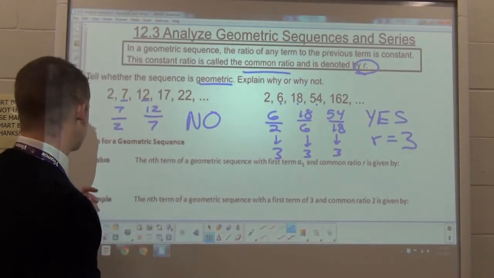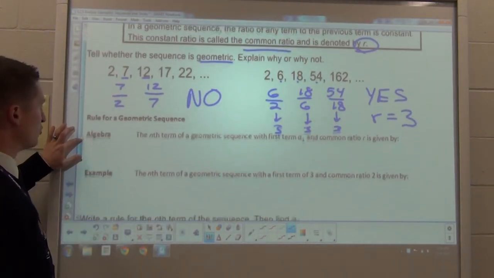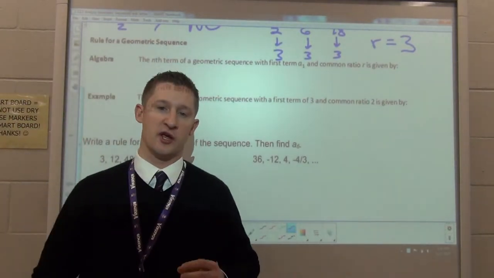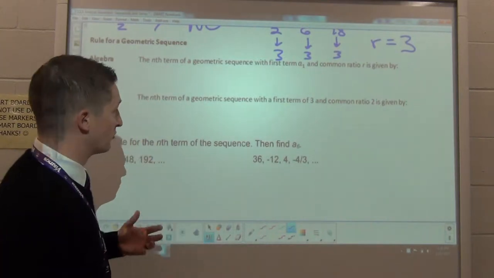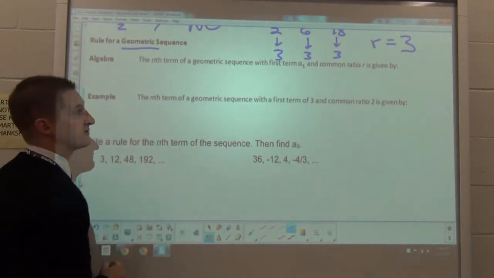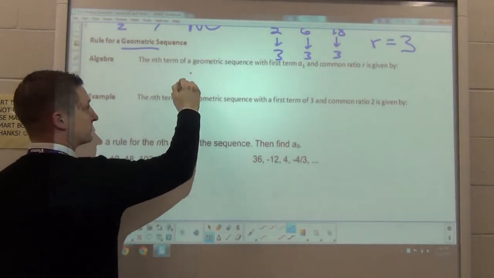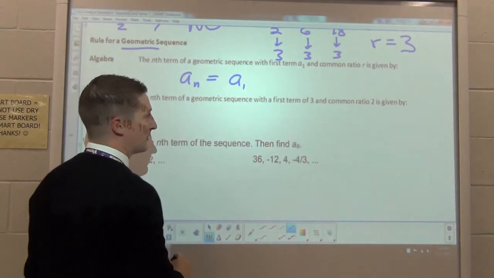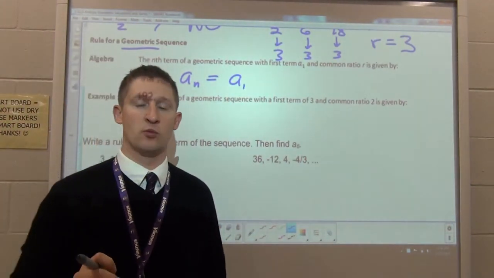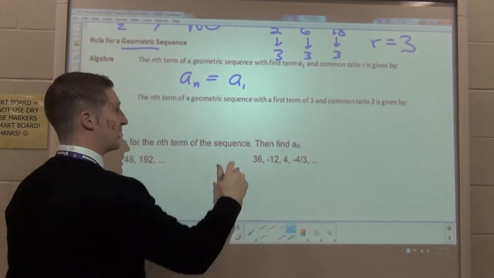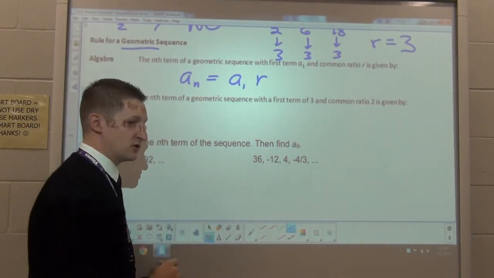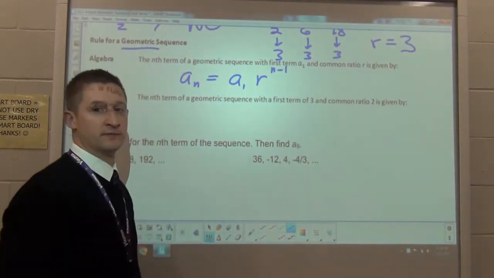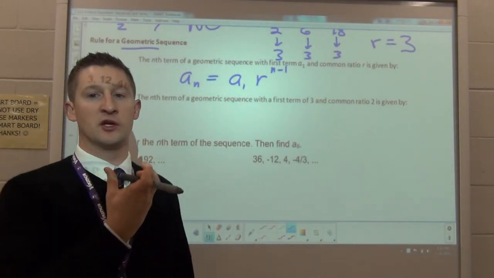Now, next thing. Again, when I'm asked to write a rule for a geometric sequence, similar to when we had to write a rule for an arithmetic sequence, there's usually a particular pattern that we're going to follow. Now, the rule that we can follow for a geometric sequence is as follows. For the nth term of a geometric sequence with a first term of a sub 1 and a common ratio r, we can write it this way. We're going to take a sub 1, the first term, and multiply it times r, the common ratio, raised to the n minus 1 power. So the key is that I'm subtracting 1 from that exponent.